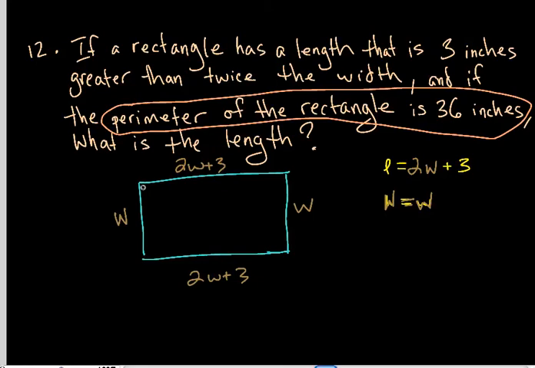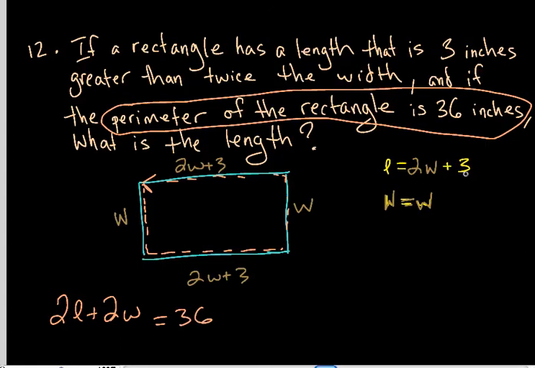The perimeter is the distance around the entire rectangle. The whole distance, if you were to walk that whole distance, if it was like your property or something, that would be the perimeter. So the perimeter is 2 lengths and 2 widths added up. So it's 2 lengths plus 2 widths. Right, and that's equal to 36.